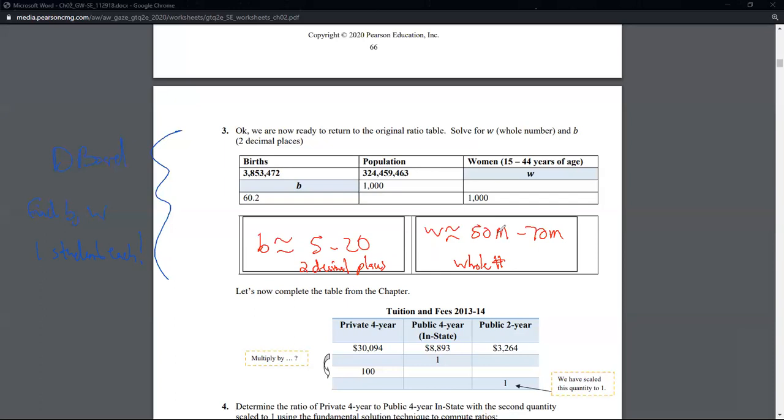If you, for some reason, come up with a birthing rate that's more than 60, that wouldn't make sense. Why would there be more births when you start including men in the birthing population? That would make it less.